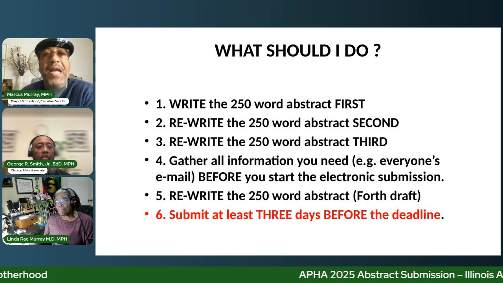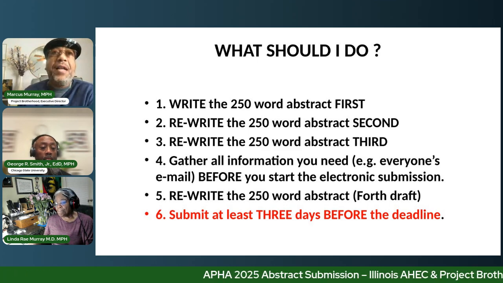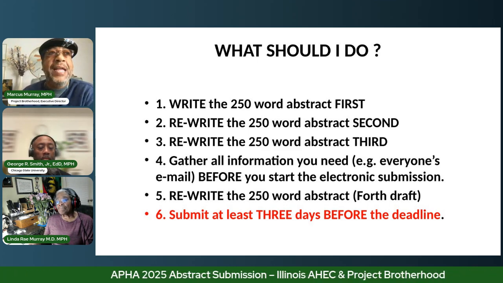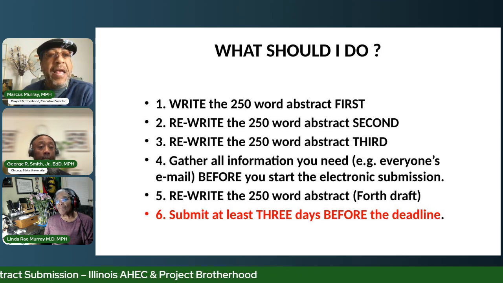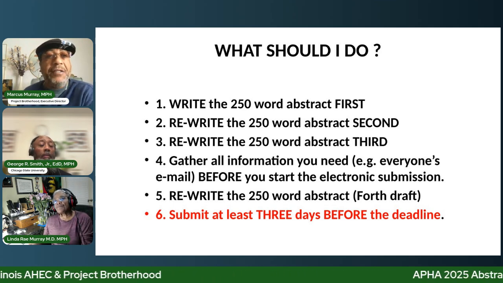Question, Dr. Smith, Dr. Murray. If I submit my abstract, let's say 2 weeks prior to the deadline, and I want to add something else, am I allowed to go back in and play with it and make changes before the actual deadline?